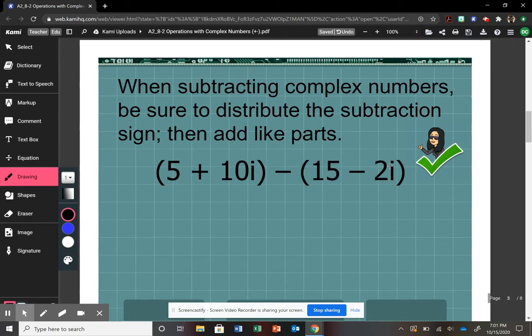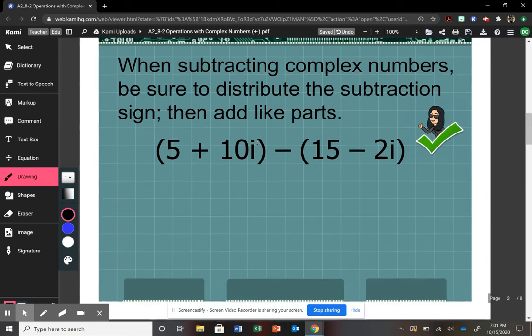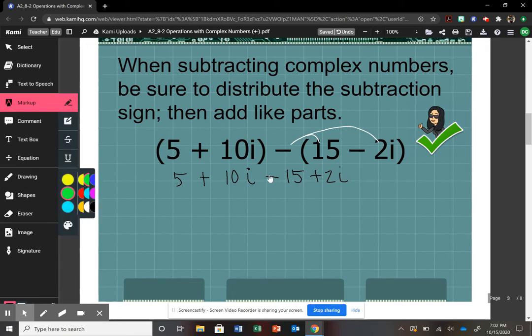Now we're going to subtract complex numbers, so be sure to distribute that subtraction sign and then add the like terms. So this is important because this is saying 5 plus 10i and you're subtracting this. Okay, so we're saying we're subtracting the 15 and we're subtracting a negative 2i. So that is why we distribute this negative. Okay, so this can be written as 5 plus 10i minus 15, and then minus a negative means we're going to add the 2i.